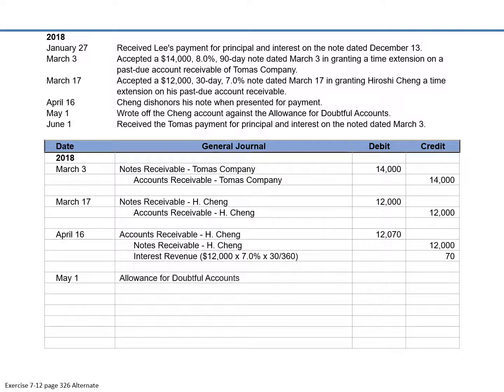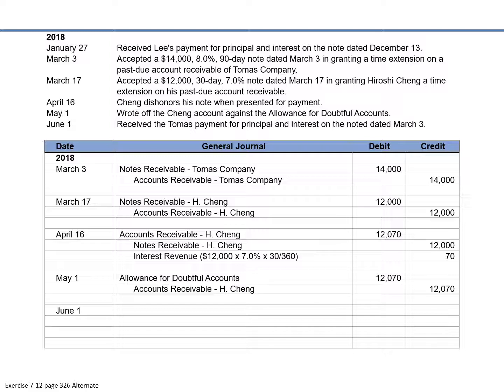Then on May 1st, we wrote Ching's account receivable off against the allowance. So we're going to debit our allowance account to reduce it because it's a contra asset account. So that's $12,070. And then we're going to reduce the account receivable balance by $12,070.